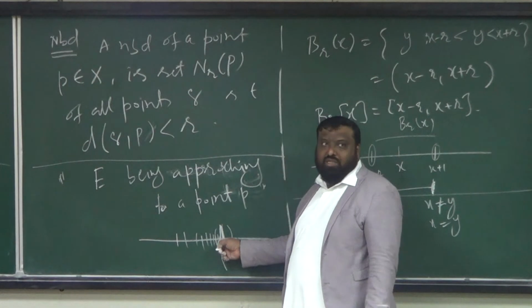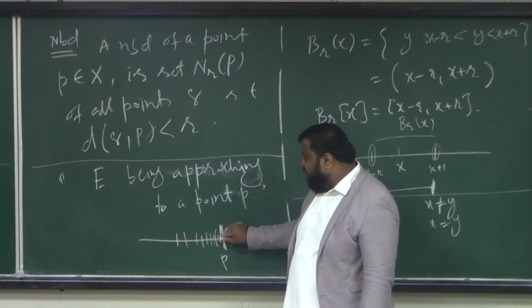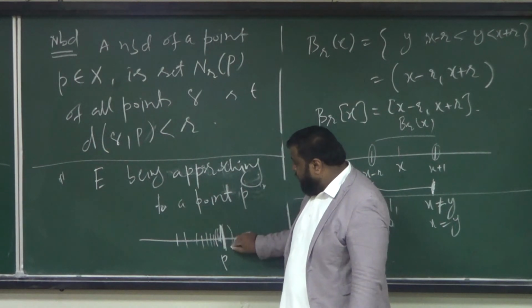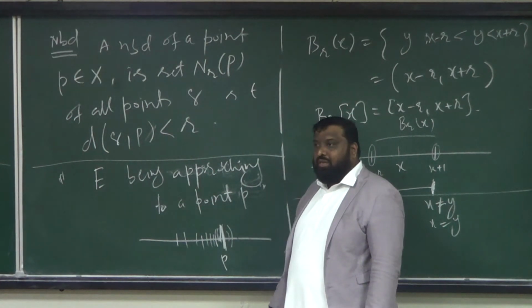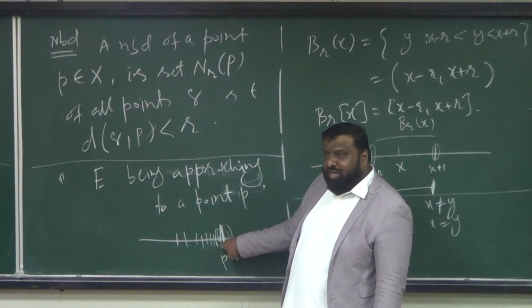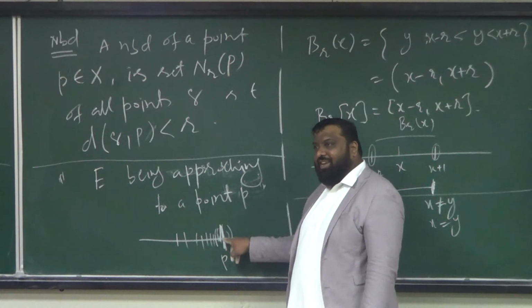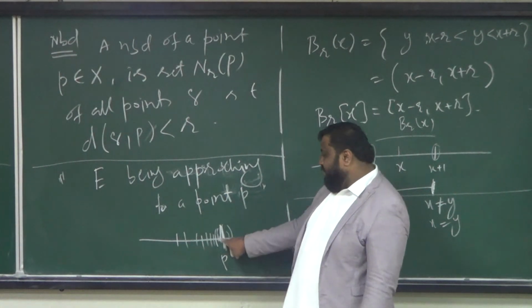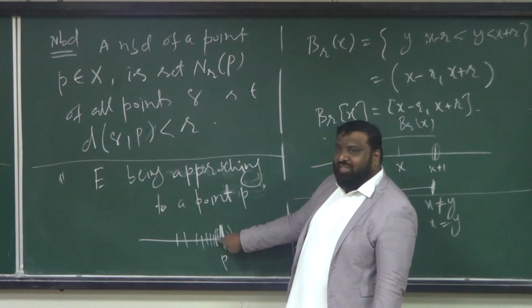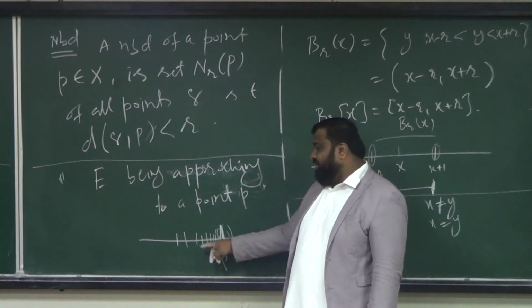Yes, it does actually contain some points of E. What if I make it even smaller? It again should contain some points, even if I make it smaller and smaller, because the set is getting nearer and nearer. No matter how small you make this neighborhood, it is still going to meet this set here.